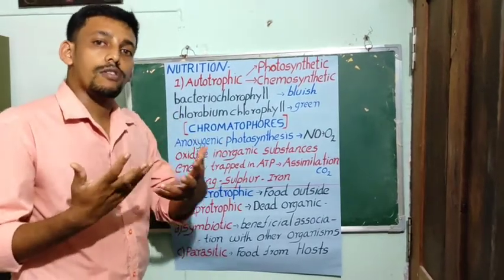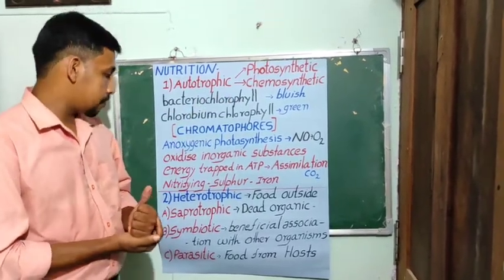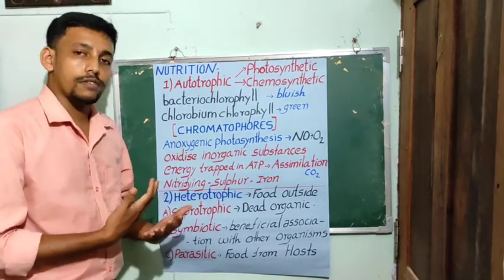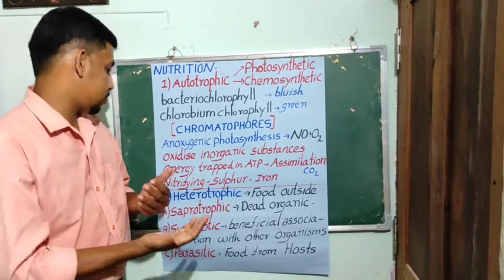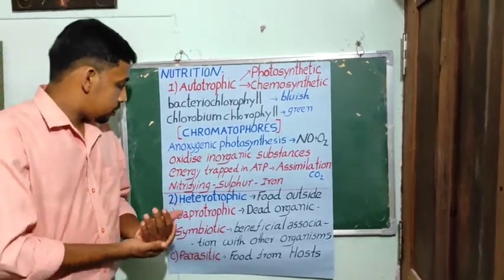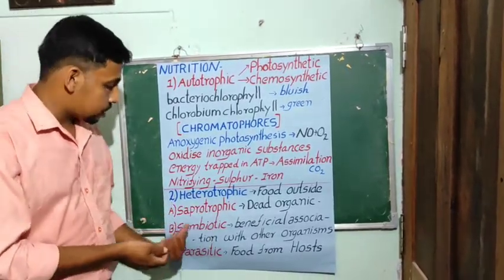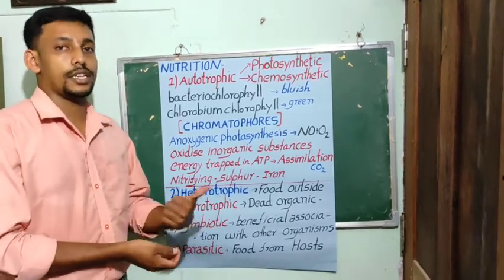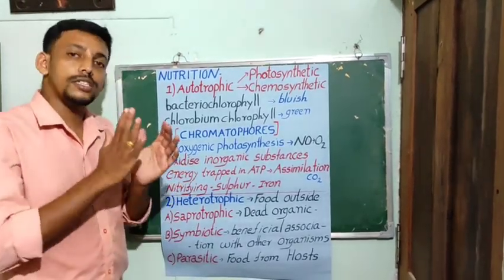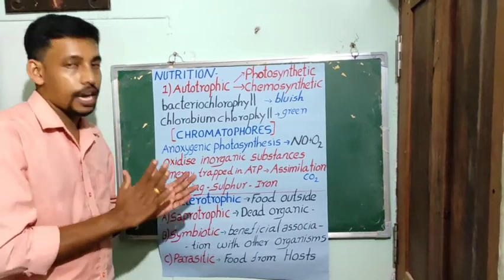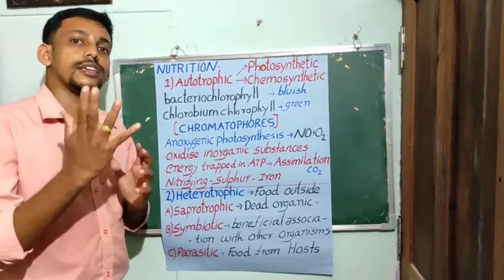They cannot make their own food by using energy, the solar or chemical energy. So here they obtain their food from an outside source. And they may be of three types. They are saprotrophic, then symbiotic and parasitic bacteria. In the case of saprotrophic bacteria, they obtain their food from dead and decaying organic materials.